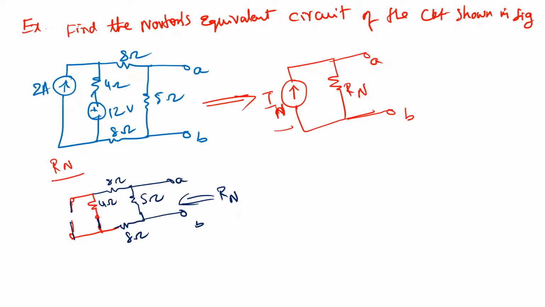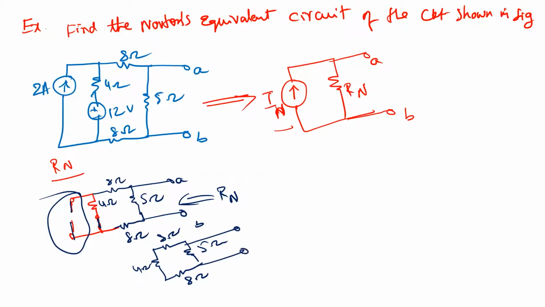Since it is an open circuit, this part can be eliminated. So what is left is a 4 ohm, an 8 ohm, a 5 ohm, and an 8 ohm, and this is A and B, this is RN. Now see, these three are in series. So 8 plus 4 plus 8 is 20 ohm. This is 20 ohm, and it is connected in parallel with the 5 ohm.